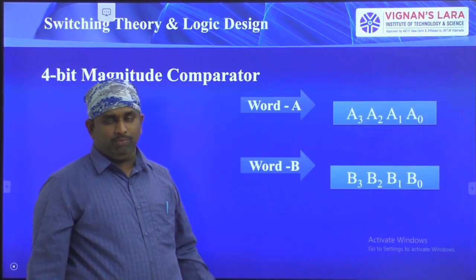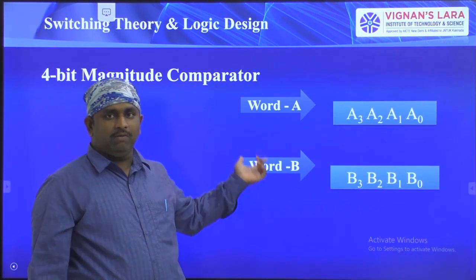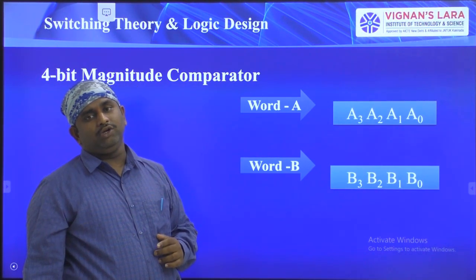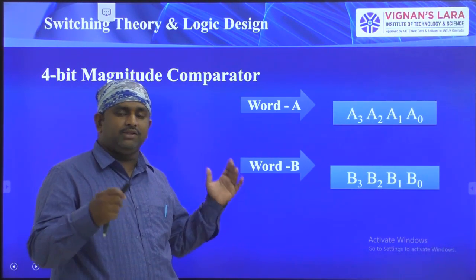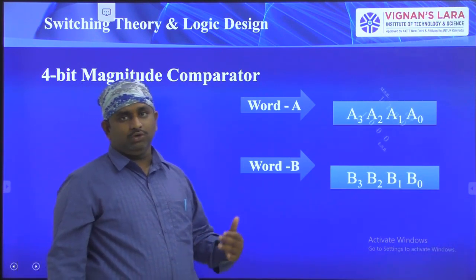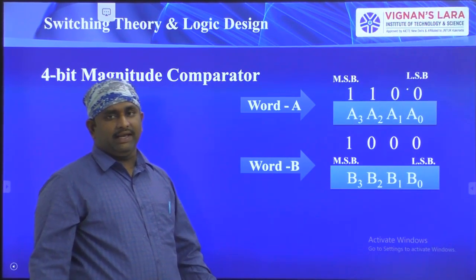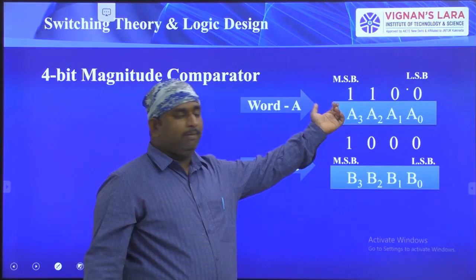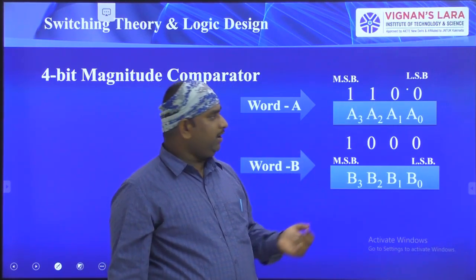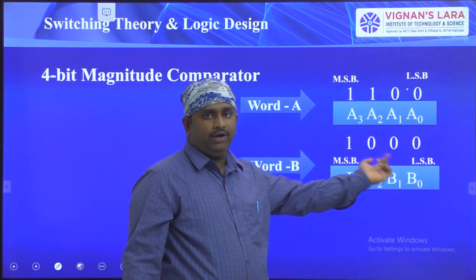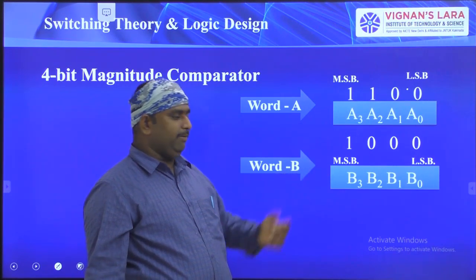Here B3, B2, B1, B0. That is, A word is available, B word is available. How will you compare these two bits? Okay, these two numbers. So I have taken an example. See here, 1100, this is the A word. And next, 1000, this is the B word.